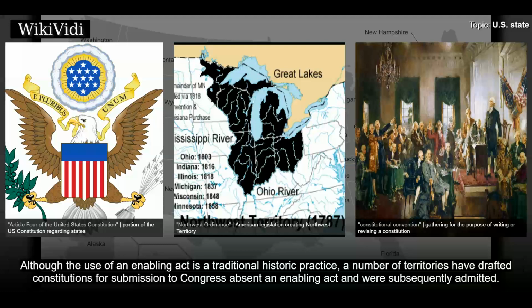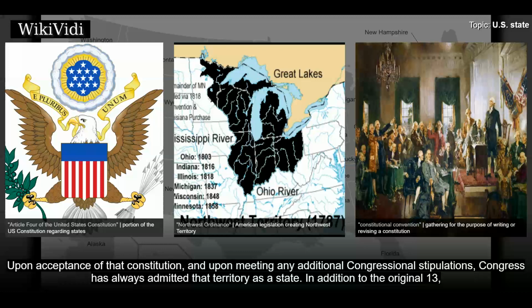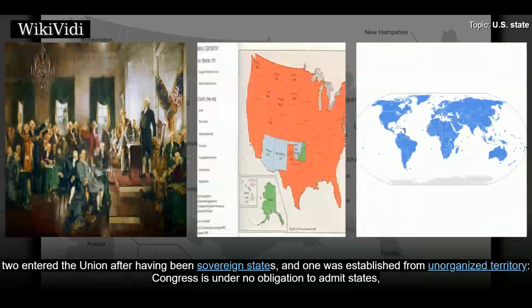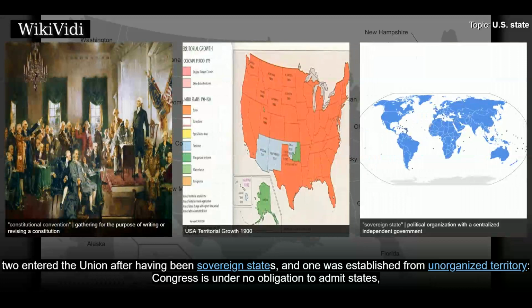Although the use of an enabling act is a traditional historic practice, a number of territories have drafted constitutions for submission to Congress absent an enabling act and were subsequently admitted. Upon acceptance of that constitution, and upon meeting any additional congressional stipulations, Congress has always admitted that territory as a state. In addition to the original 13, 6 subsequent states were never an organized territory of the federal government, or part of one, before being admitted to the Union. 3 were set off from an already existing state. 2 entered the Union after having been sovereign states, and 1 was established from unorganized territory.